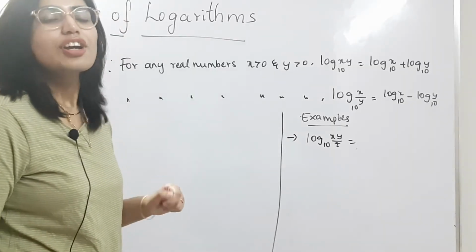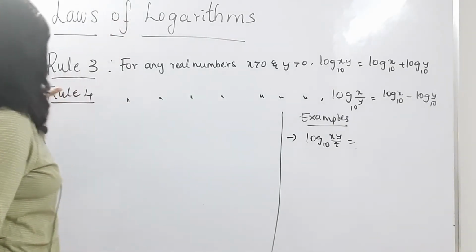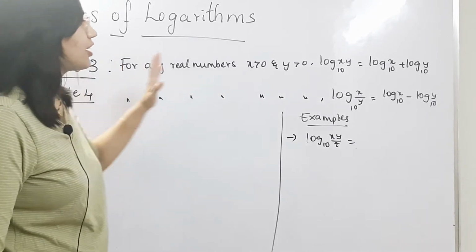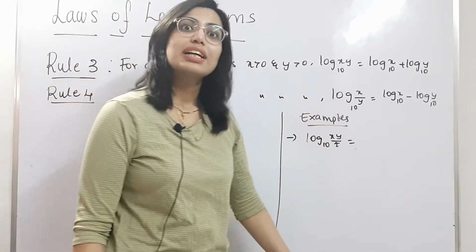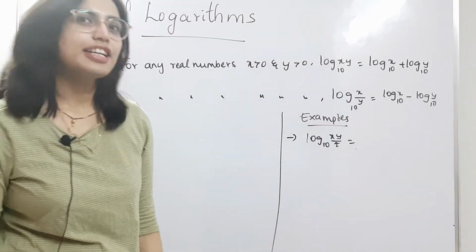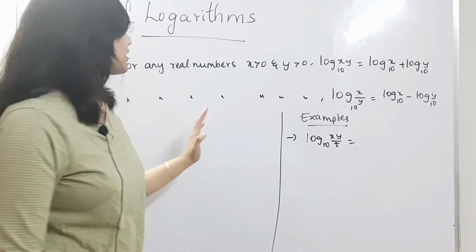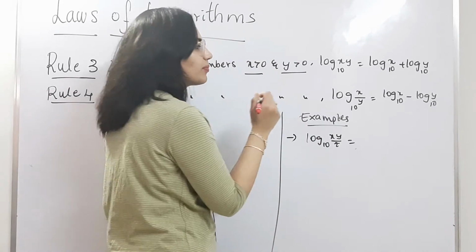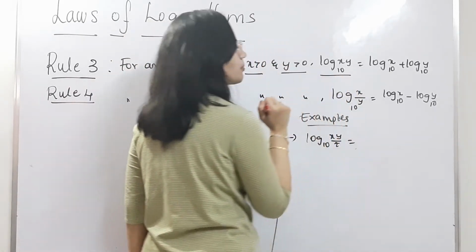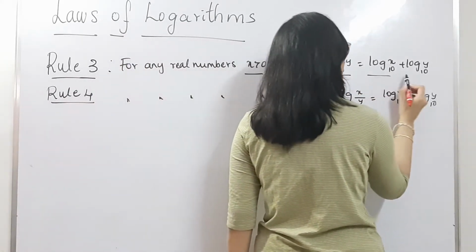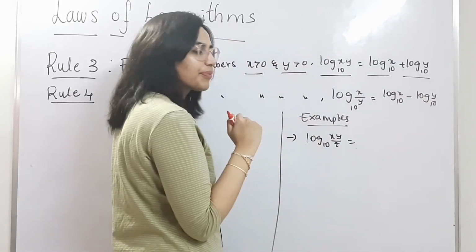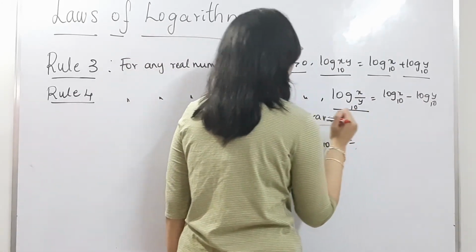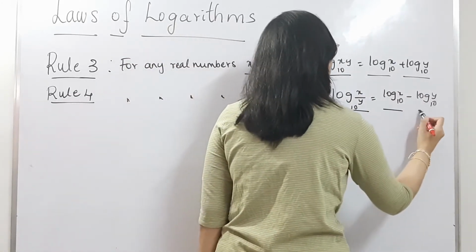The next laws of logarithms, I have clubbed these two so that it will be very easy for you to understand and relate what exactly we are dealing with. Here we are saying that for any real numbers x greater than 0 and y greater than 0, log xy to the base 10 is log x to the base 10 plus log y to the base 10, and log x by y to the base 10 is log x minus log y.